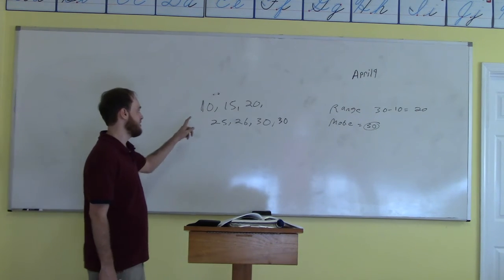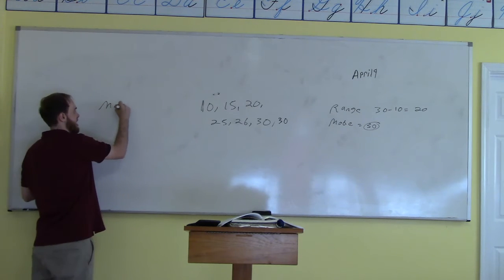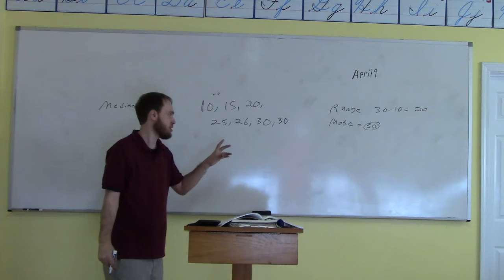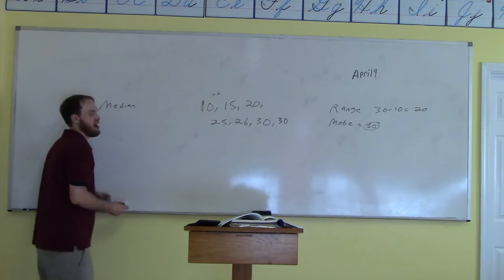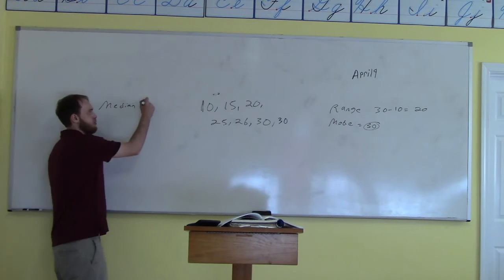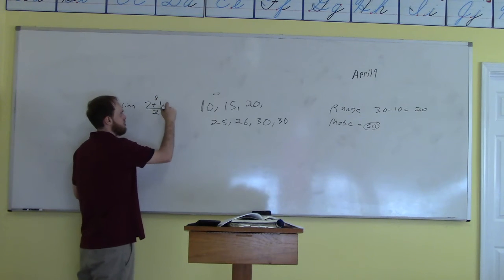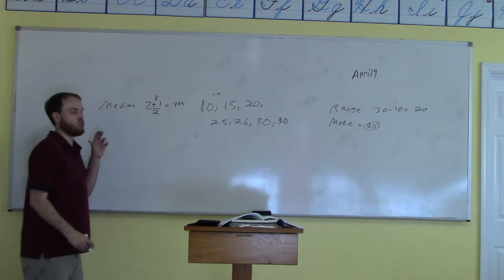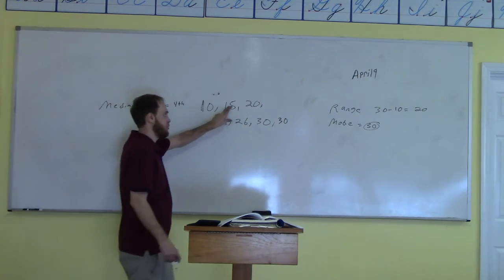For this set of data, to find the median, you first have to know which one's in the middle, so they have to be listed least to greatest. There's 1, 2, 3, 4, 5, 6, 7 of them. To find which one I would choose, it would be 7 plus 1 and then divide by 2. So it'd be 8 divided by 2, and the fourth one would be the median. To actually figure out which one the fourth one was, I would go up here.